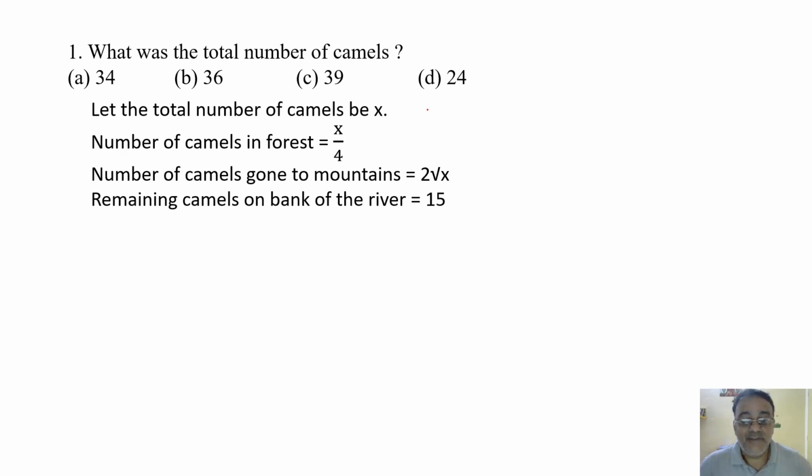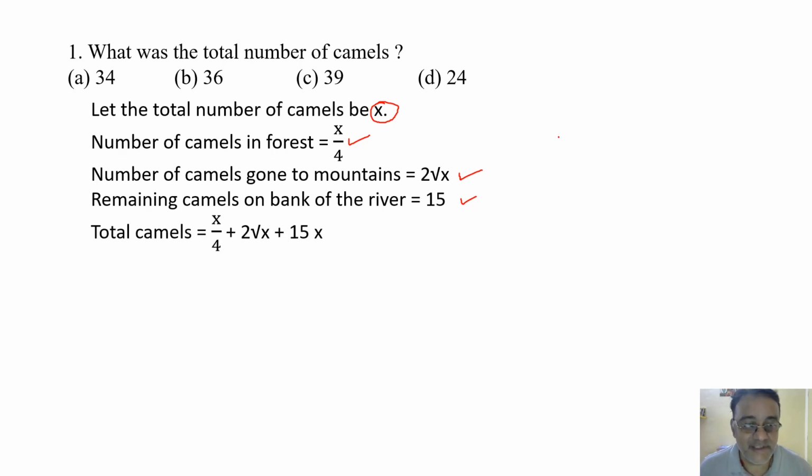Now what is the total number of camels? x by 4 plus 2 root x plus 15, and this is equals to x. Whether this step is clear? Yes, sir. Right. Total camels is nothing but x. Now we have to solve this. We have to form a quadratic equation, then we have to solve.